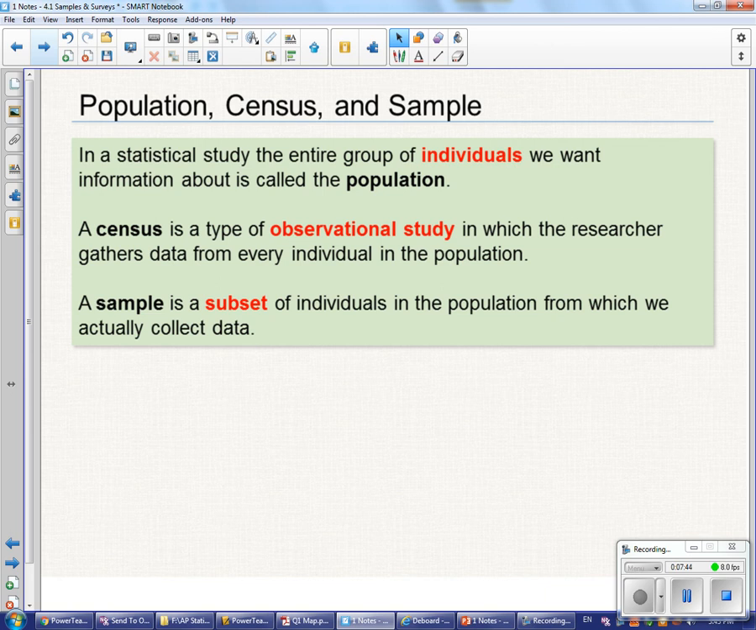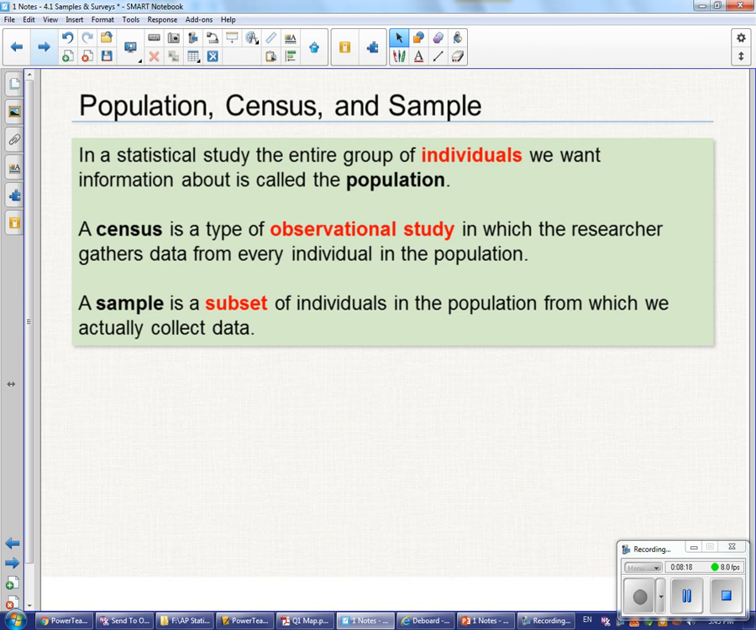A census is a type of observational study in which the researcher gathers information from every individual in the population. The United States does a census every 10 years, but it's not perfect. It's not actually a perfect census because it's very difficult to identify every single individual that lives in the United States or that is considered a resident of the United States. You've got people that travel abroad. You've got soldiers that are deployed in other countries. You've got renters that are very hard to identify, and the homeless population is also very hard to account for.